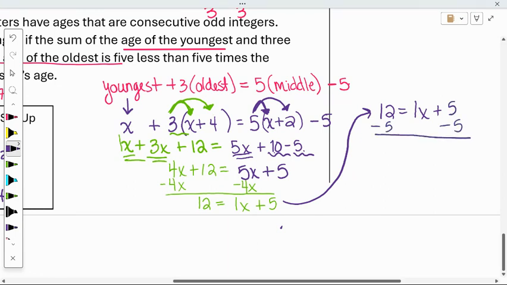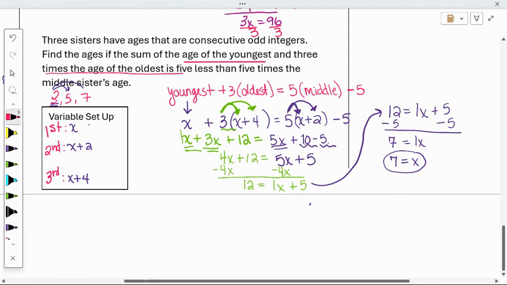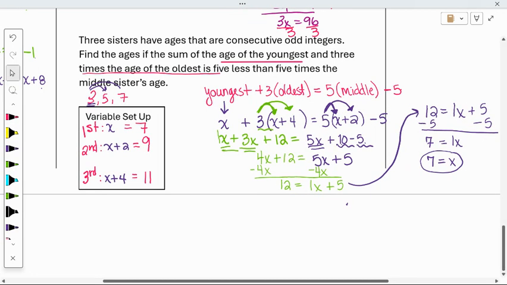So 12 minus 5 is 8. Are you sure? No. You're right. No, it's 7. 7 equals 1x. Don't just agree with me. I'm crazy sometimes. I make mistakes. So x is 7. If the youngest child is 7, what's the middle child's age? 9. Perfect. And the oldest child? 11. Outstanding. So I want you guys to get that glued into your journal.